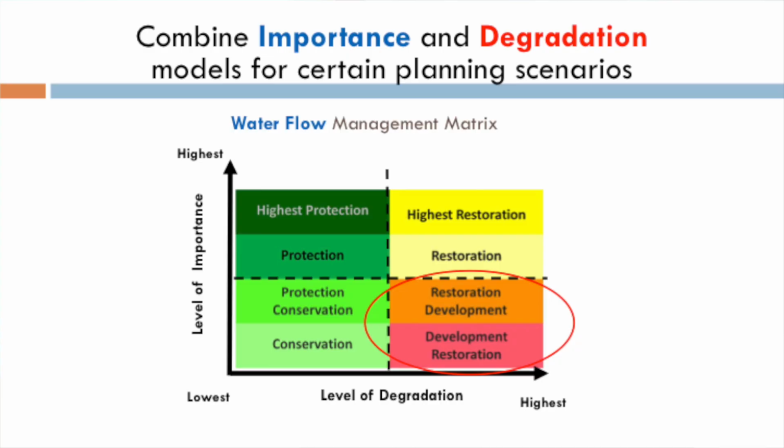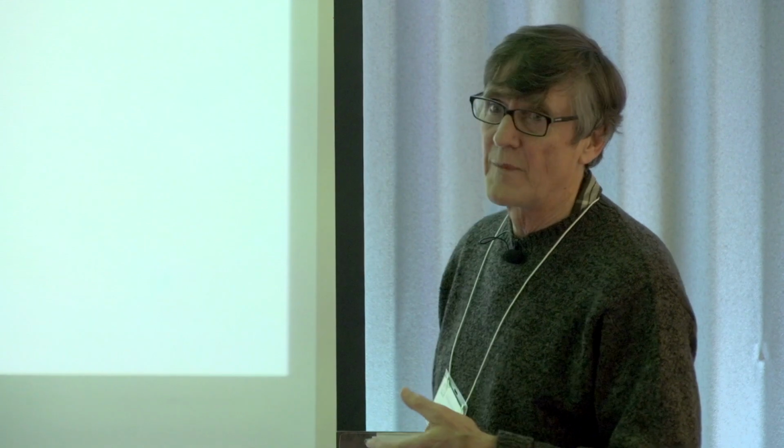Then on the other hand, this modeling effort also recognizes that development has to occur. But you can put that development in areas that have the lowest probability of affecting water flow processes. So those would be areas that are low importance, have the least number of indicators on the landscape per area, and also have the greatest amount of alteration.